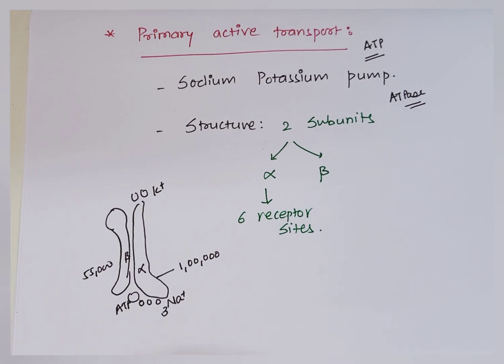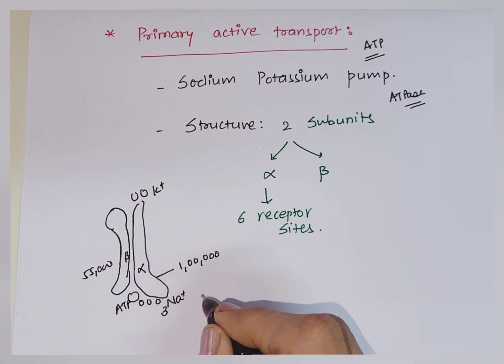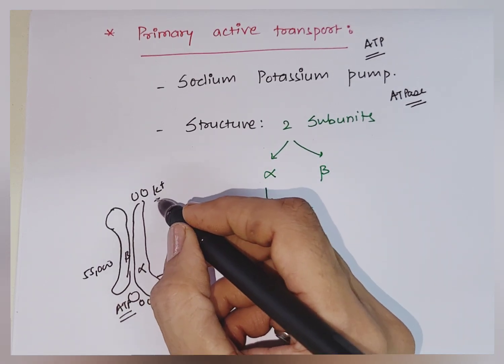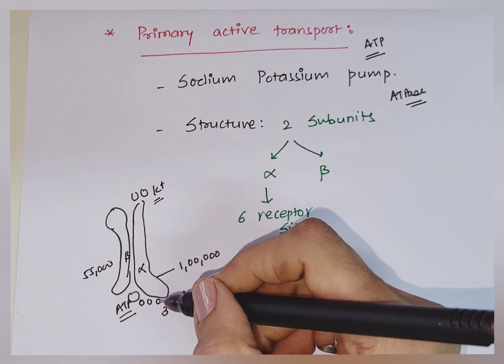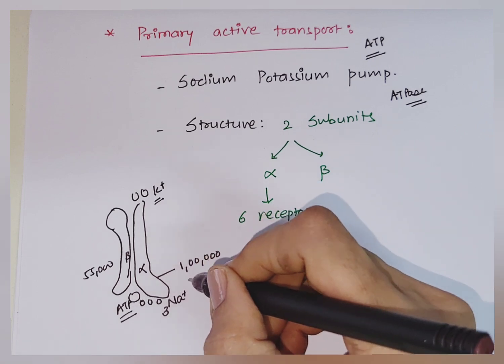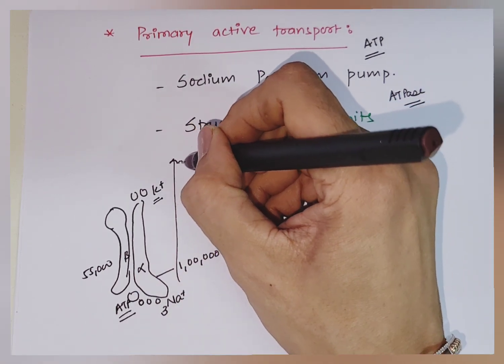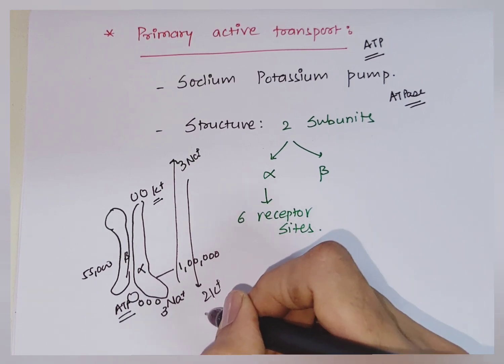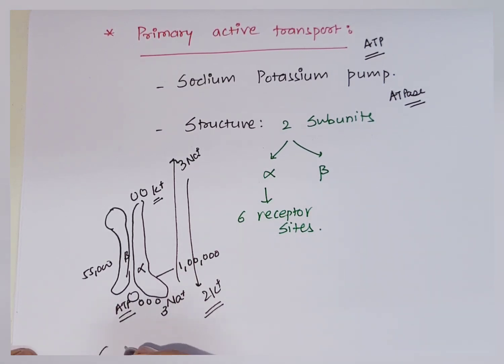Now, what is the mechanism of action of this pump? When 3 sodium ions bind inside, ATP binds with this ATPase site and 2 potassium ions bind outside. What happens? This pump gets active and it causes movement of 3 sodium ions out and 2 potassium ions in. As we all know, sodium is more outside the cell, potassium is more inside. So against the gradient, sodium moves out and potassium moves in, and it requires energy which comes from ATP.